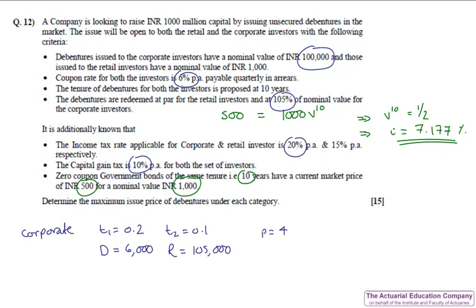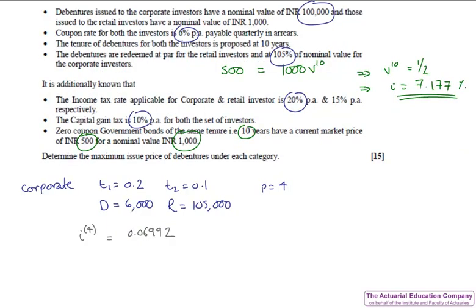Okay, now since we've got capital gains tax, the first thing we need to do is carry out a capital gains test. We'll calculate i(4) at our rate of 7.177%, which gives us 0.06992. Do store this on your calculator, you'll need this value later. And we calculate the net coupon rate, which is 0.0457. Since i(4) is greater than this, this means we have a capital gain. Okay, so let's work out the price.